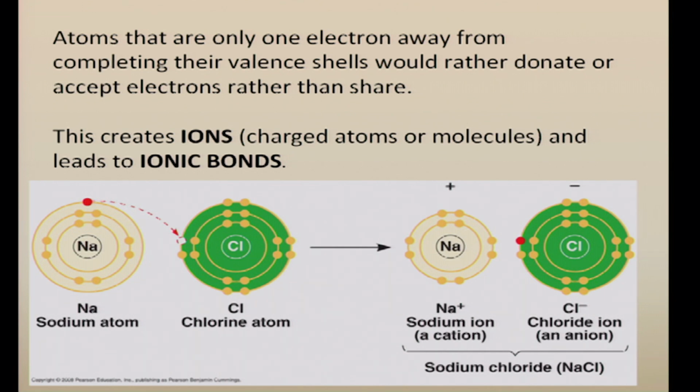So it employs another strategy. It says, you know what? That outer electron, I don't want it. If I could get rid of it, then I would only have the second shell as my outer orbital, and I would be complete and I would be happy.